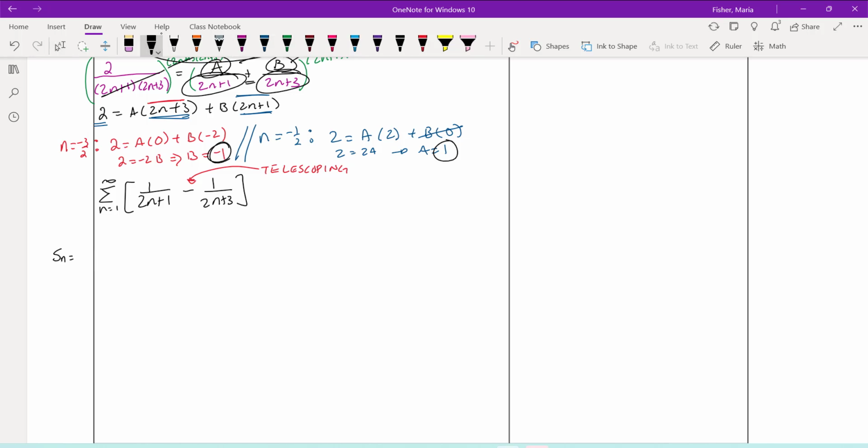S of n is going to equal, when I plug in n equals 1, I have 1 over, well, 2 times 1 plus 1 is 3, and then minus 1 over 2 times 1 plus 3 is 5. Plus the next term, plugging in n equals 2, we'd have 5, and then over here we'd have 7.